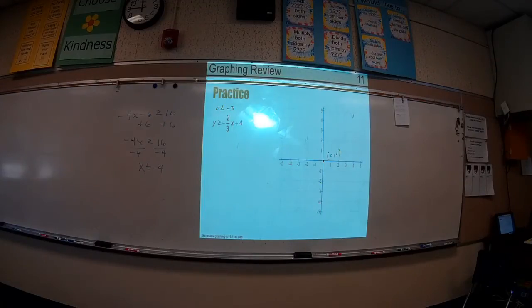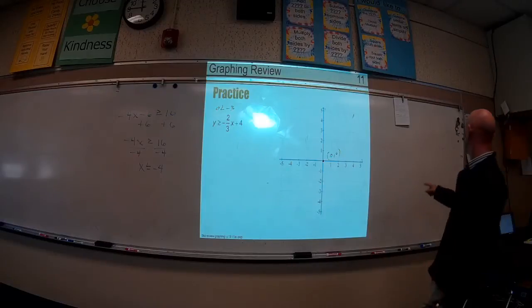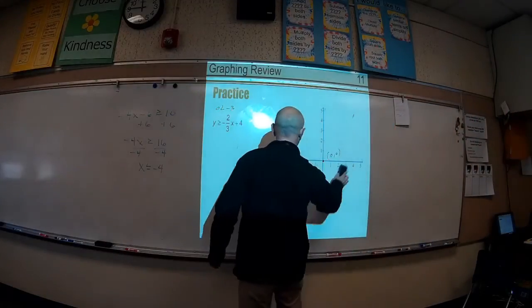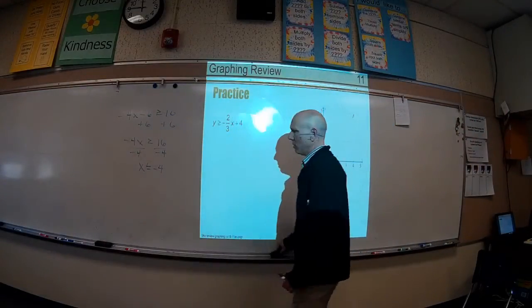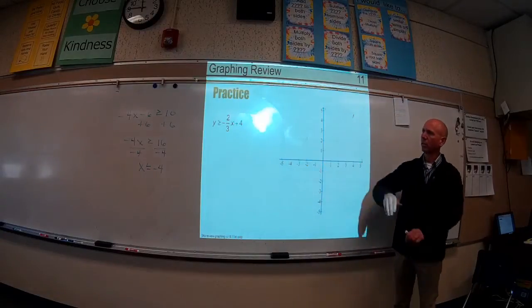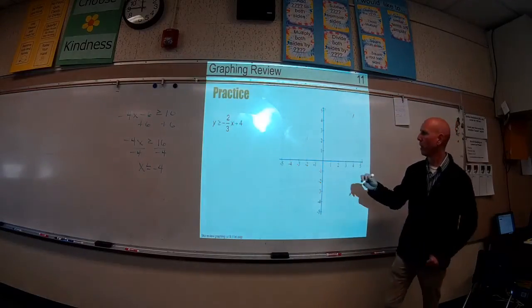We're graphing this guy right here. You have a Liam the leprechaun. There's Liam. Where do you want me to put Liam? Put him at 4. How do you want him to move?